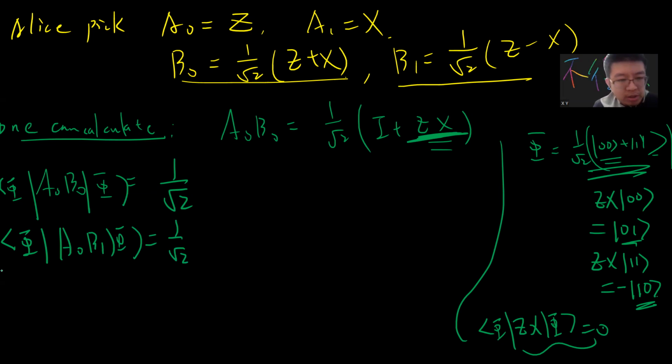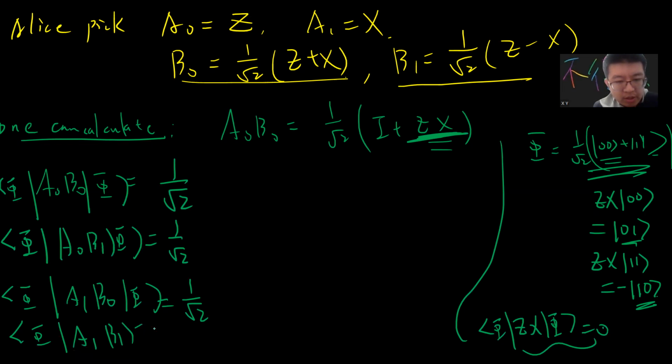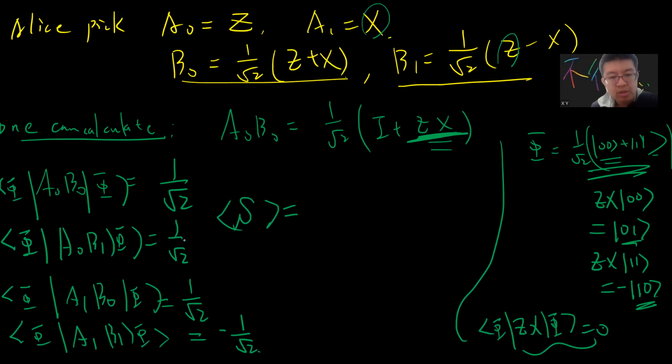Now let's calculate phi, A1, B0, phi. So it's XZ, right? XZ is 0, but X squared is 1, so it's 1 divided by square root of 2. And phi, A1, B1, phi: ZX is 0, but minus X squared is minus identity, so it's minus 1 over square root of 2. If you calculate the quantity S, its expectation value, you get 1, 1, 1, minus 1, so you get 4 divided by square root of 2, which is 2 square root of 2, greater than 2.